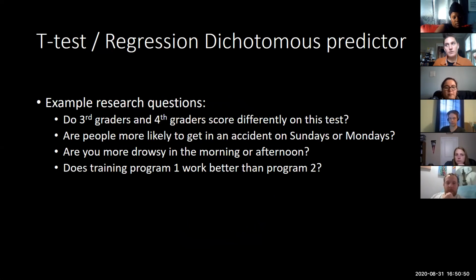So when you have a dichotomous predictor or you have a t-test, I'm going to focus a little bit on the kinds of questions you can ask. Here are some example t-test questions. Do 3rd graders and 4th graders score differently on this test? Are people more likely to get in an accident on a Sunday or a Monday? Are you more drowsy in the morning or the afternoon? Does training program 1 work or training program 2 work? In each of these cases, I have a continuous outcome, test scores, or number of accidents, or how drowsy you are, and I have a dichotomous predictor, something with 2 groups that I'm comparing between.